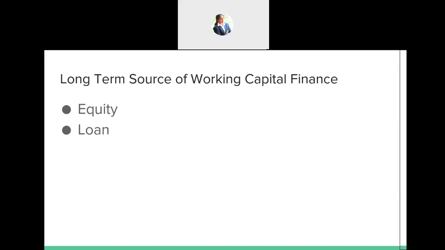Now, the other kinds of long-term sources of working capital finance are, one is equity, the second one is loan. Now, equity could be in the form of preference shares or equity shares. Regarding the equity and loan, we have already discussed in our first chapter, the introduction chapter, in a very detailed manner.